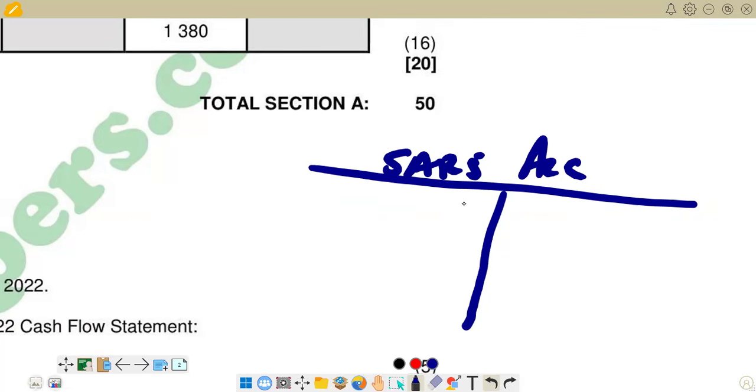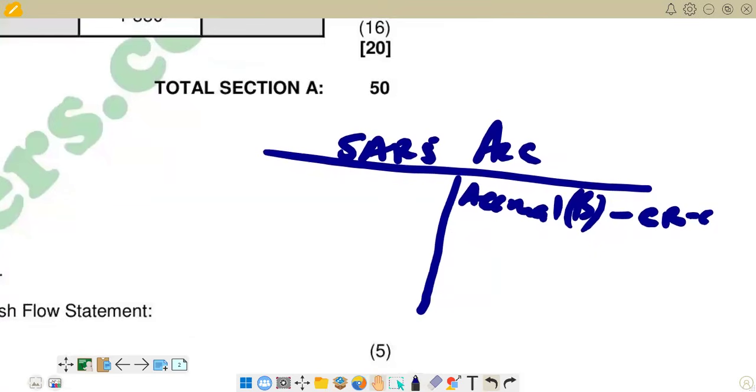If at the beginning of the year it's under current liabilities, it means it's an accrual at the beginning, and it would be a credit balance. So the accrual at the beginning of the year comes on the credit side of the SARS account, and this will be a credit balance, under current liabilities. So this is our opening balance if it's an accrual.